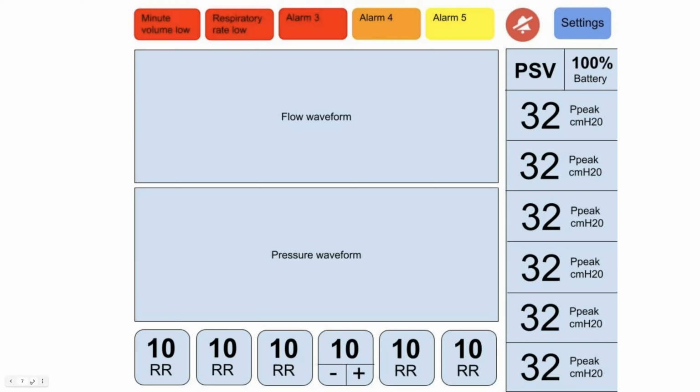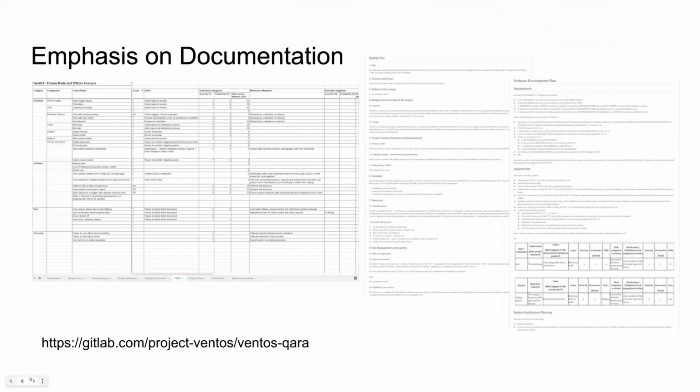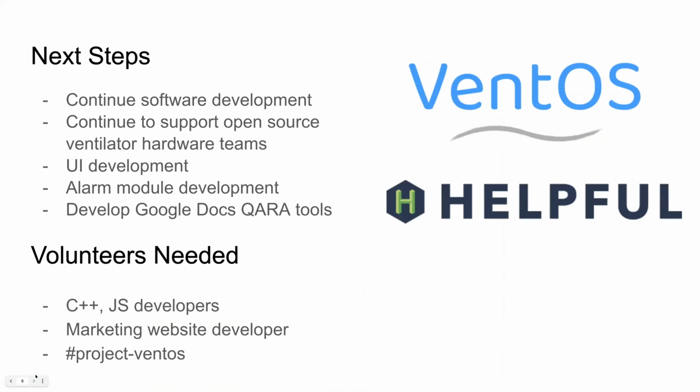VentOS does aim to be FDA approvable, although this is more of a long-term goal, and we have spent a lot of time and emphasis on documentation. Our next steps are to continue our development and implement more advanced control systems, and of course the UI development, which we've just started. Another aspect is that we are making a modular alarm, which is a common component for many different ventilators and other medical devices, and we're working on that with one volunteer.